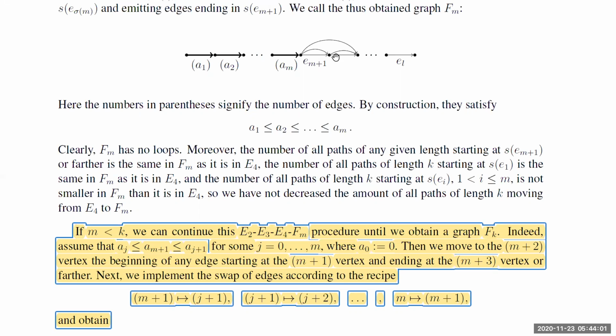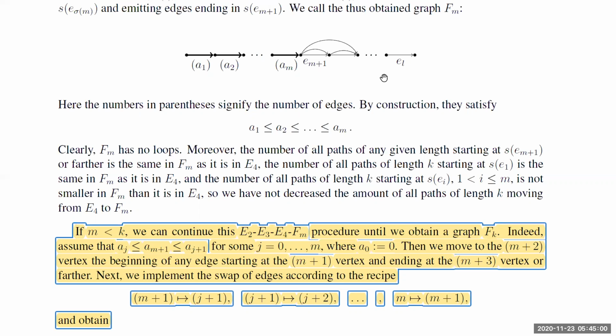And when we take any of such jumping edges, we move the beginning of this jumping edge from S of e_{m+1} to S of e_{m+2}. So this is what's in the sentence. When we move to the m plus second vertex, which is here, right? The beginning of any edge starting at m plus 1, so a jumping edge, and ending at m plus 3 or further. So we shift the beginning of any jumping edge starting at this vertex to vertex m plus 2. Okay, everything makes sense. And next, we implement the swap of edges according to the recipe. This is the cyclic permutation I told you about. m plus 1 goes to j plus 1, j plus 1 goes to j plus 2, and so on and so forth until m goes to m plus 1.